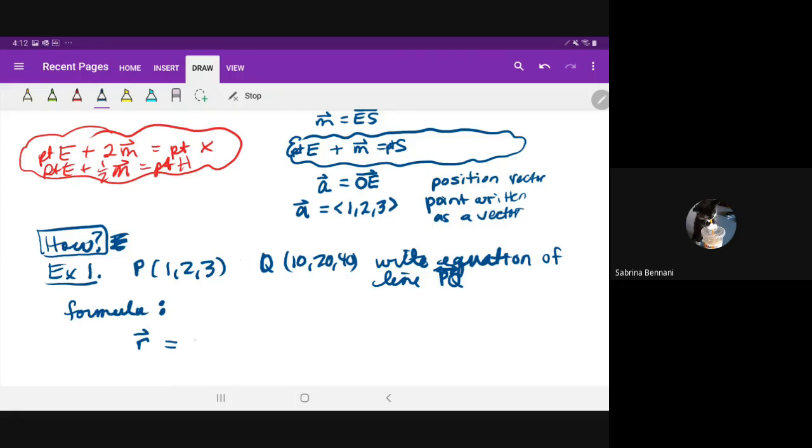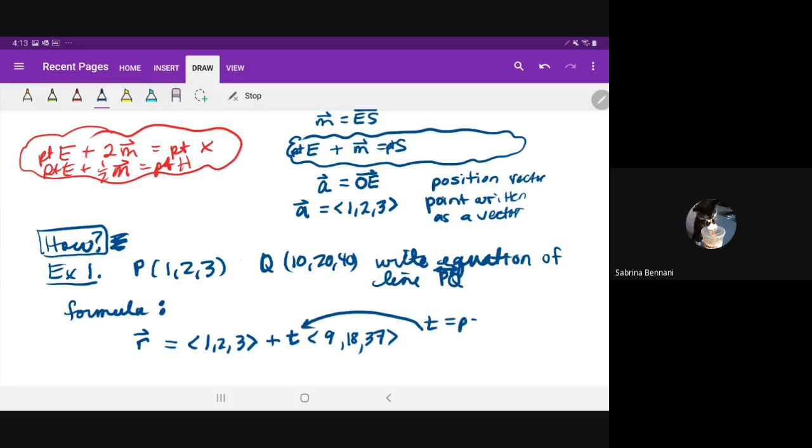So what you would do is take your 1, 2, 3, and you would add a certain number of M's. Okay, so we'd add a certain number of M's. Now, what was our M? Our M was 9, 18, 37. And then how many M's? Well, you get to pick. In here, we call it T. So you put a T in the front. Now, T is not a vector.